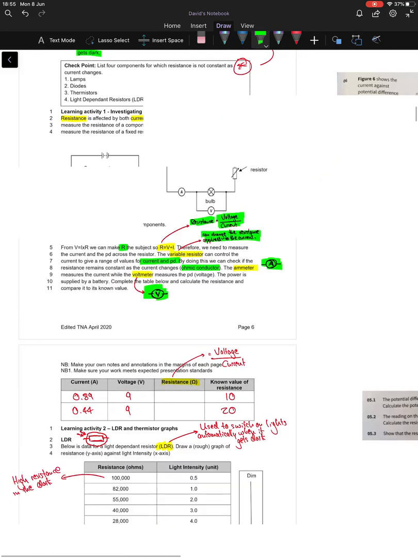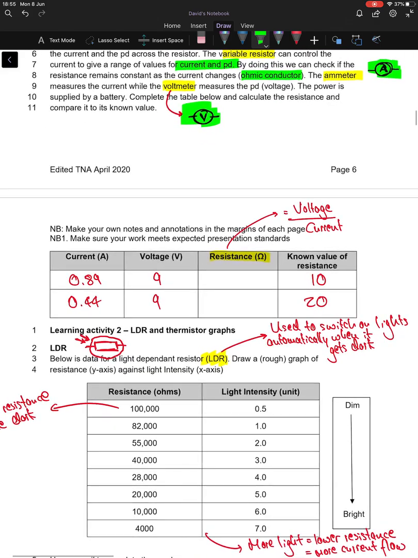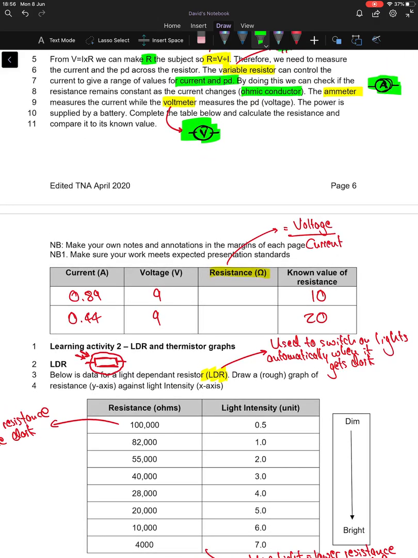Have a look at the table below. So, if we were to take a set of data like this, and we were to say, okay, we've got current 0.89 amps, voltage of 9 volts, and current of 0.44 amps and a voltage of 9 volts, what would the resistance be? Voltage divided by current. So if you did 9 divided by 0.89, find the answer, and you'll see that it's about 10.11.